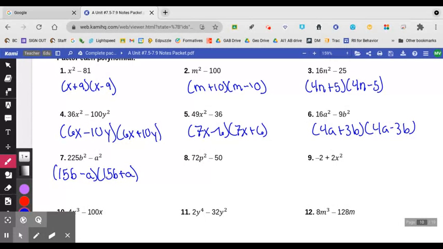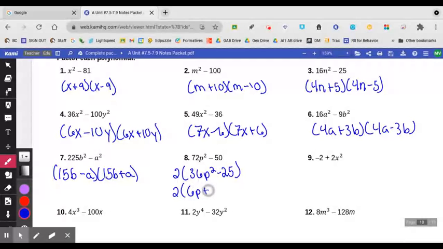Number 8, we should always look for a GCF first. So there's a GCF there of 2. So it's 2 times 36p squared minus 25. Now we have our difference of two squares. So that's 2 times 6p plus 5 times 6p minus 5.